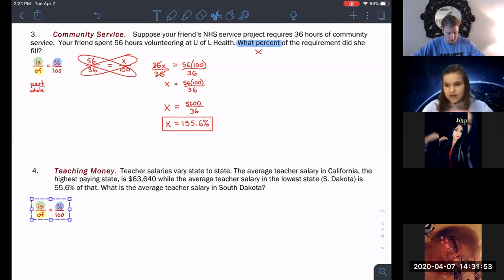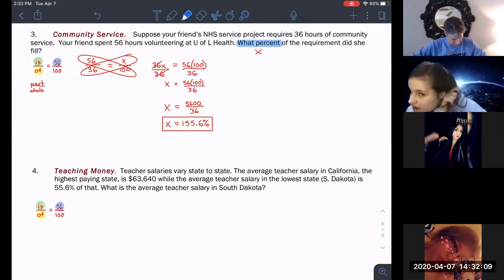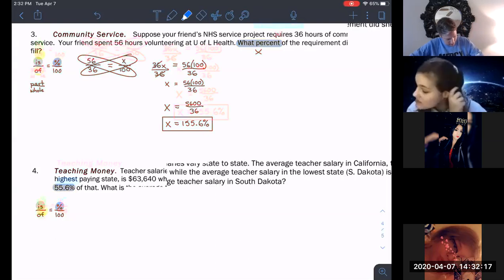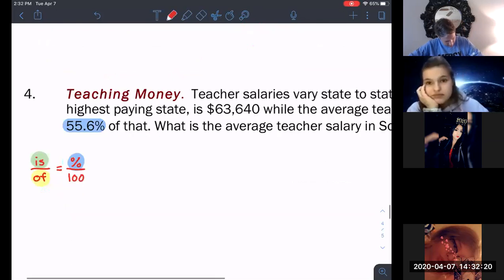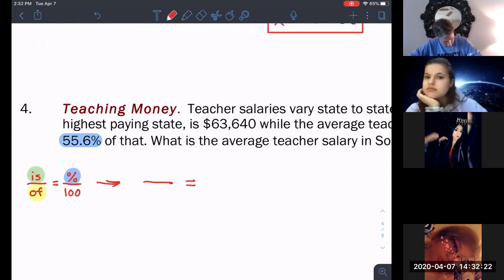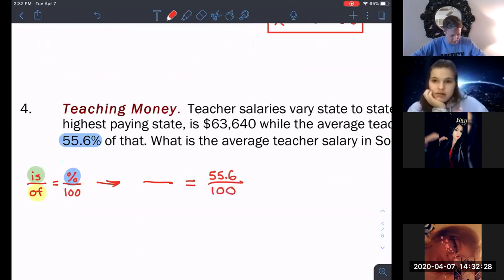So basically you want to think, first of all, I always like to start with the percentage. Did they give us a percentage or do we need to find a percentage? They give us a percentage. So 55.6. When I go to write this in, I'm going to fill out my template. I'm going to put 55.6 in for the percentage, and then of course 100 always is on the bottom of that fraction.